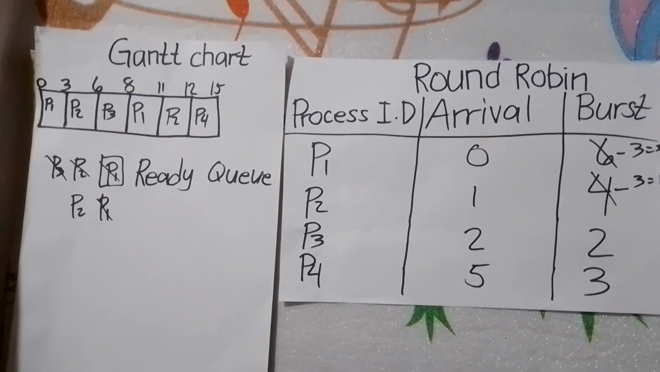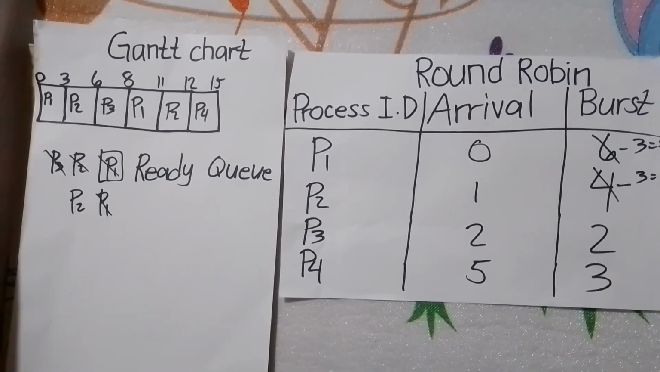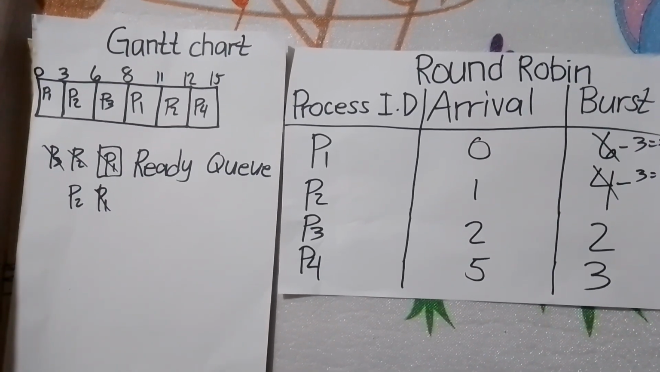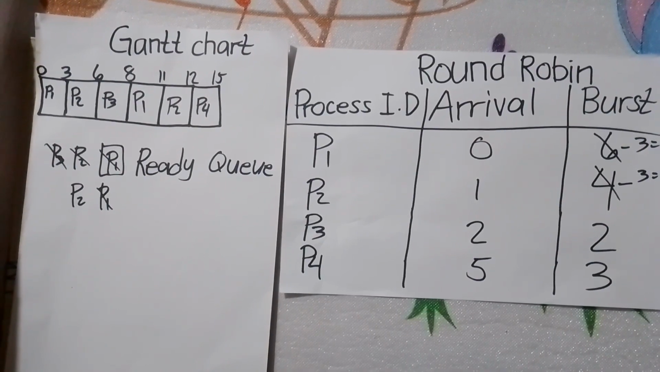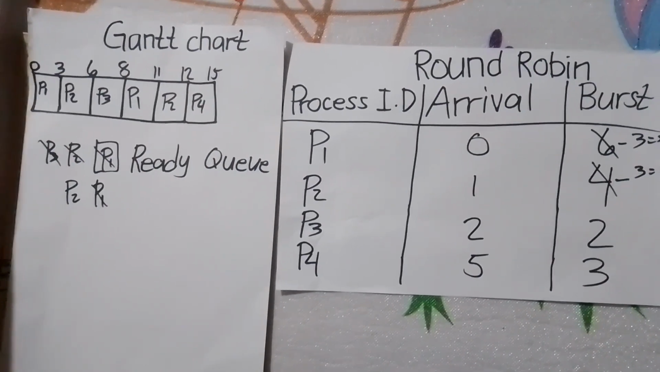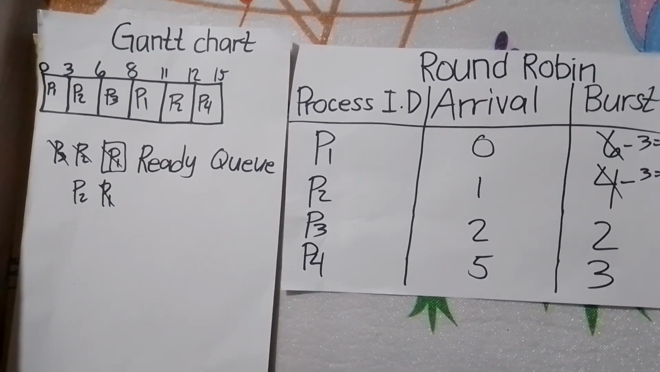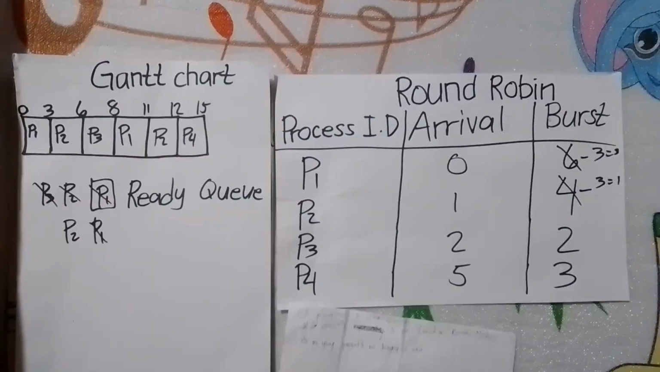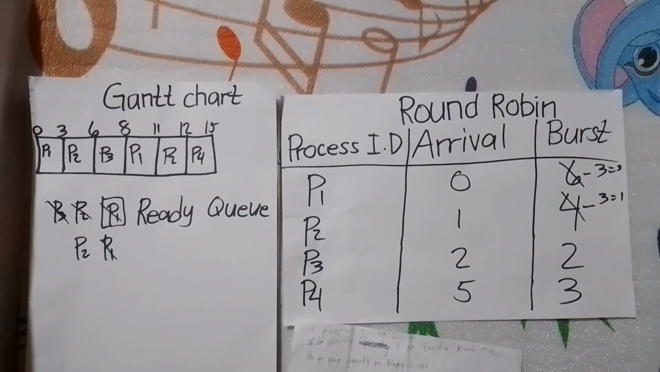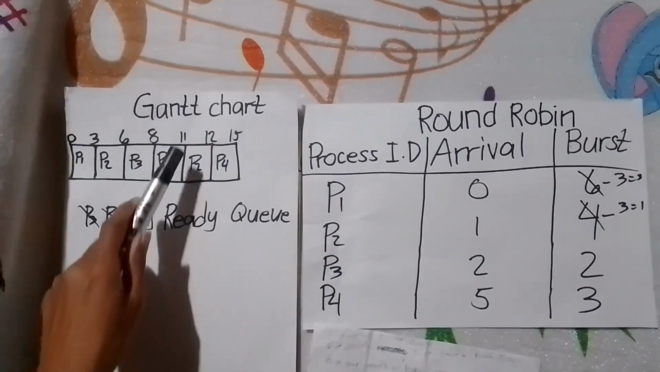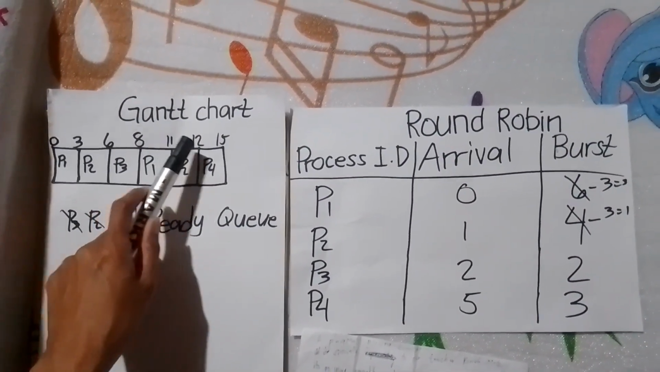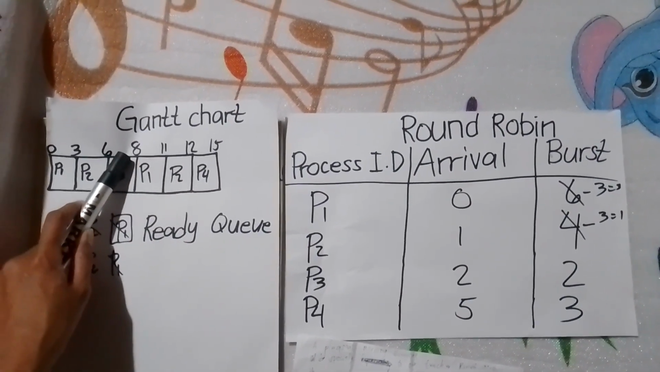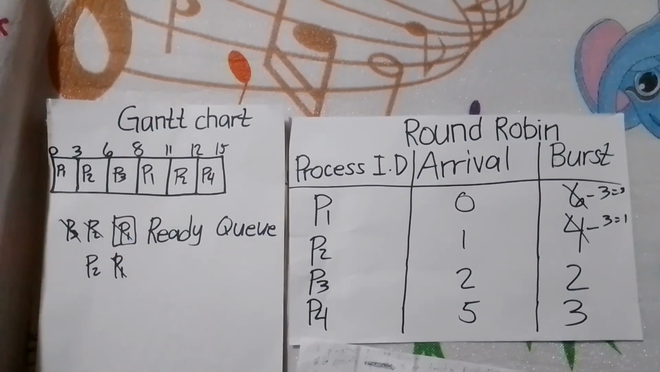Now I will calculate the average turnaround time and waiting time. So turnaround time is equal to completion time minus arrival time, and the waiting time is equal to turnaround time minus burst time. So the completion time of P1 is 11, and P2 is 12, and P3 is 8, and P4 is 15.